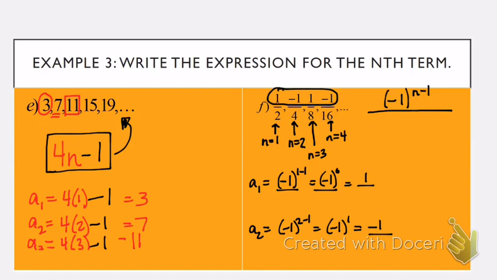Now I need a rule for the bottom. Well, if I look at the bottom, I know that it goes 2, 4, 8, and then 16. If I were to use that 2 and raise it to the nth power, I would get all of my denominators. Because 2 to the first is 2, 2 is the denominator I want for my first term. For my second term, if I took 2 squared, I would get 4.